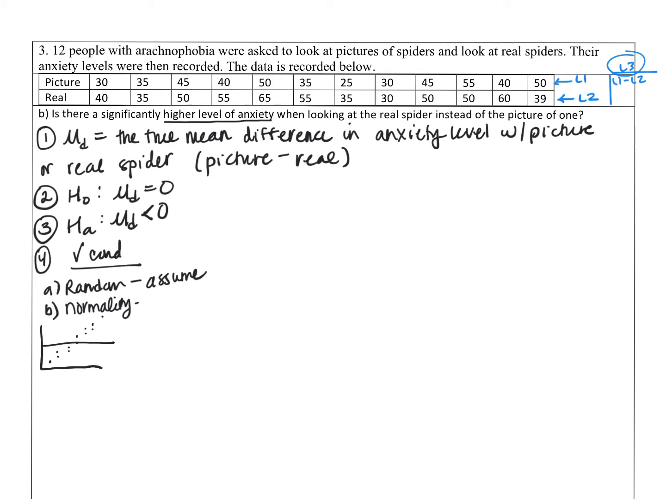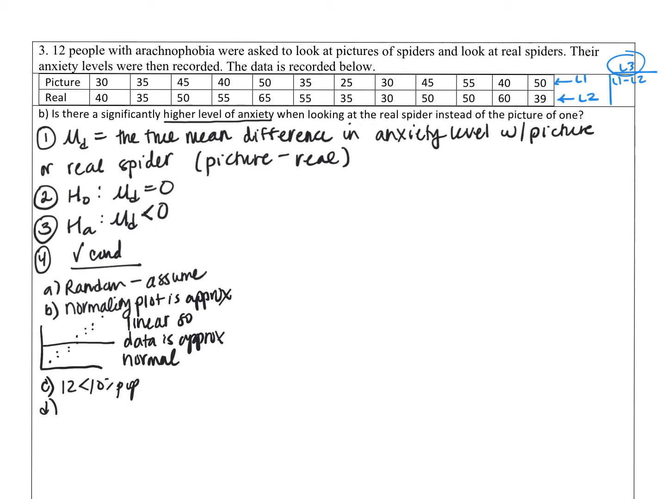Okay, so the normality plot is approximately linear, so the data is approximately normal. Make sure you check that, because the day you don't is the day it's going to be all messed up and then you'll get in trouble. Okay, C, 12 is less than 10% of that population, and for D, sigma is unknown because we only have the sample data.